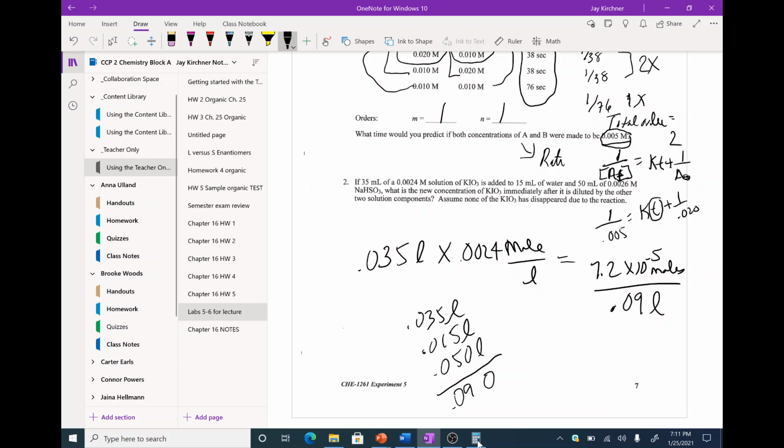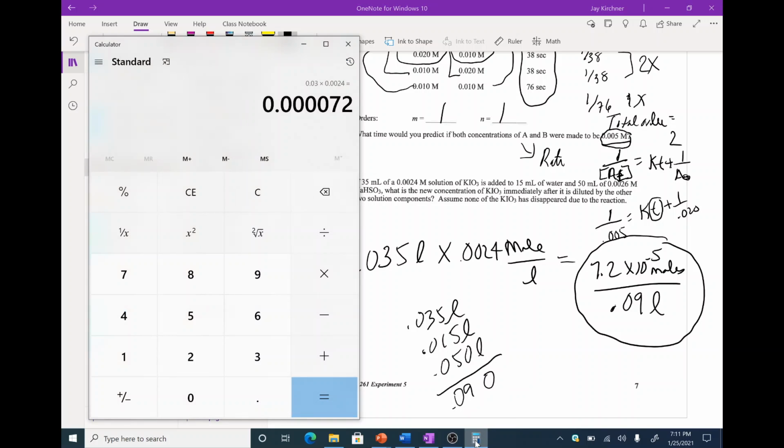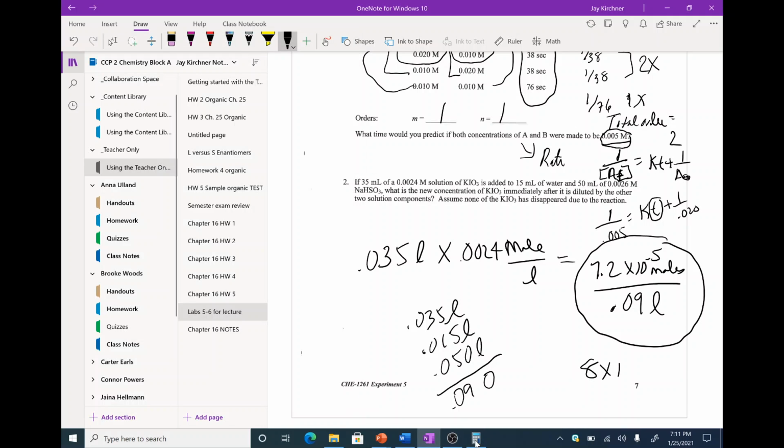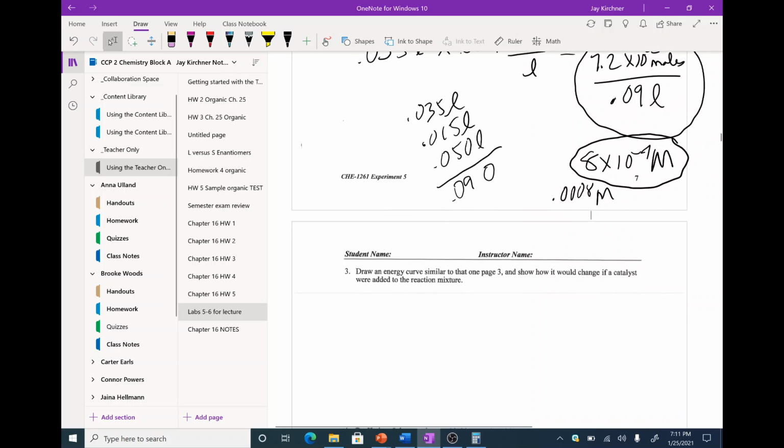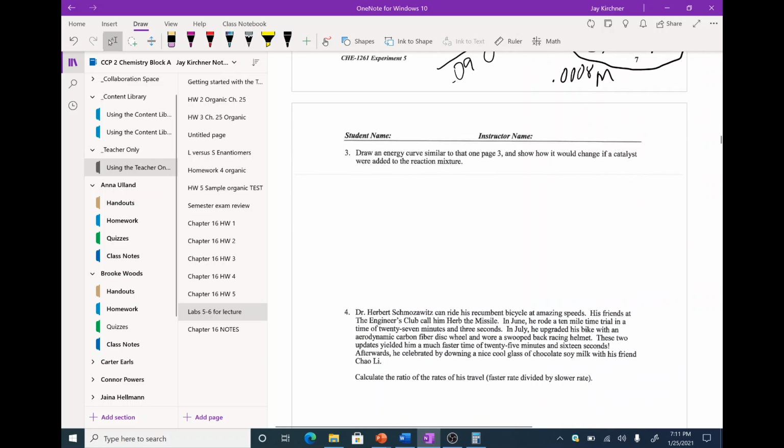So anyway, once you plug and chug that, I'll actually do it right now. We already have the 7.2 times 10 to the negative 5th on there. Let's divide it by 0.09. We get 8 times 10 to the negative 4th molar. So we diluted a little bit, or as you might call it, 0.0008 molar. So it went down a little bit. It went down by about a third. We have to do those calculations.